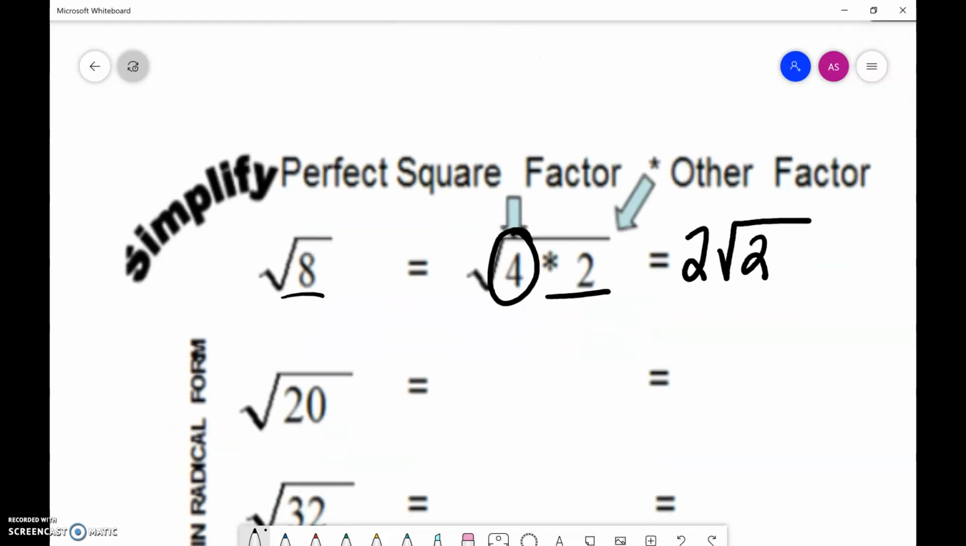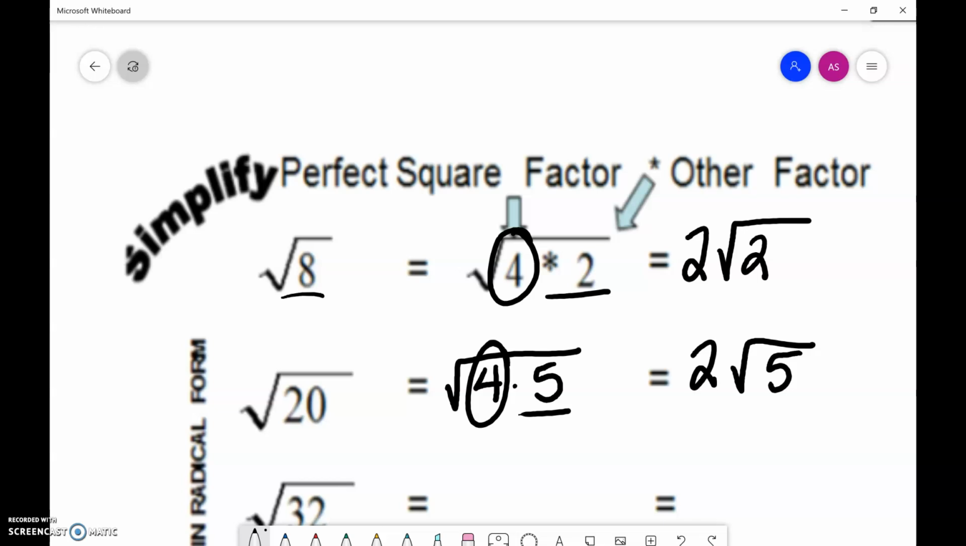My next one, I can rewrite the square root of 20 as 4 times 5. You may be thinking, well, why didn't she pick 1 times 20 or 2 times 10? I'm picking 4 times 5 because 4 is a perfect square. So I'm going to circle my perfect square. The square root of 4 is 2, so 2 is going to come out, and 5 is going to stay in. So I have 2 square root 5.